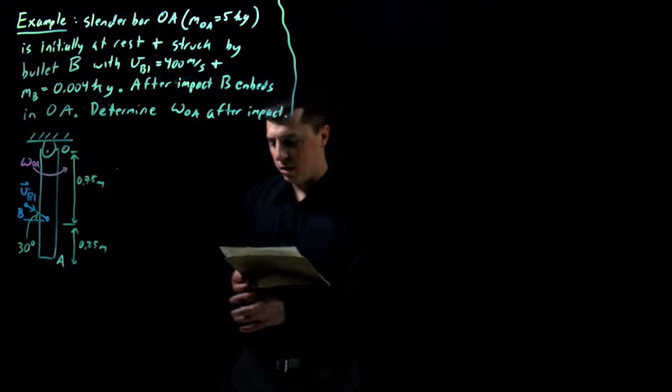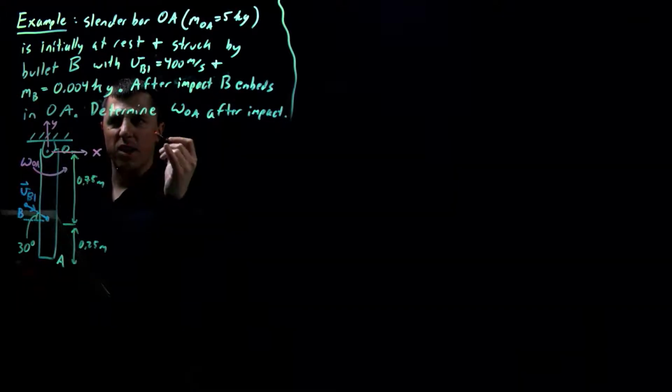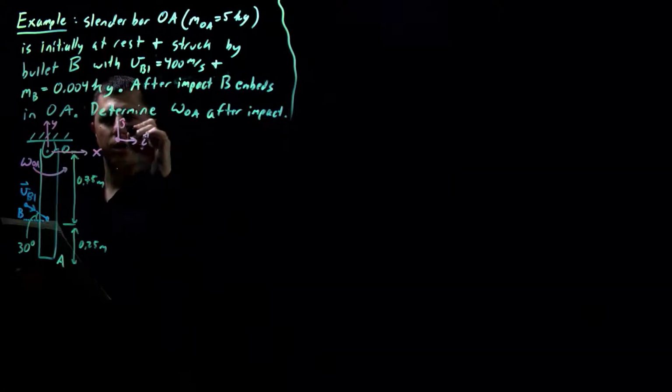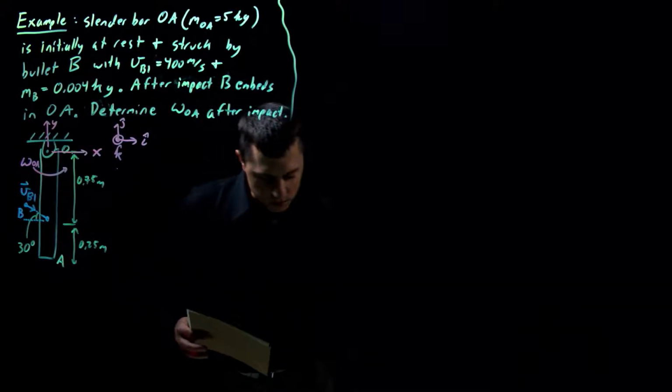Okay, let's put in a coordinate system. We'll use O up here as the origin of the coordinate system. There's X and Y, and associated with that, I always like to put this in my diagrams, this is going to be the i hat direction, j hat, and then k hat is coming out at us. Okay. All right, let's get into it.